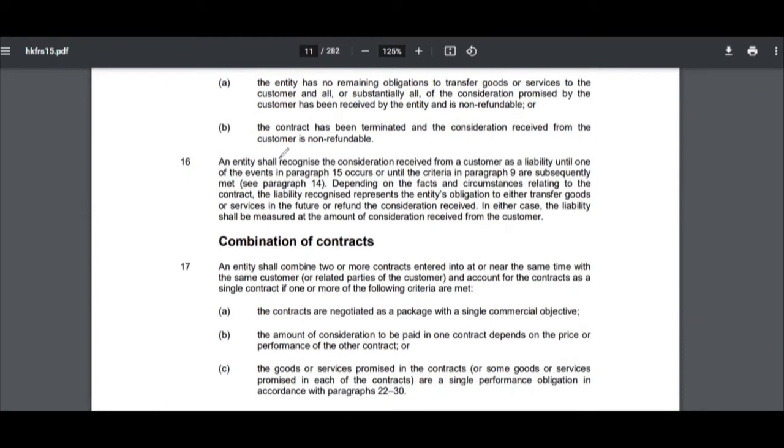So in that case, the company can actually recognize the revenue. Paragraph 16 is about an entity recognizing the consideration received from a customer as a liability, so unearned revenue basically, until one of the events in paragraph 15 has been met, or until the criteria in paragraph 9 are subsequently met, right? So there are basically two criteria.